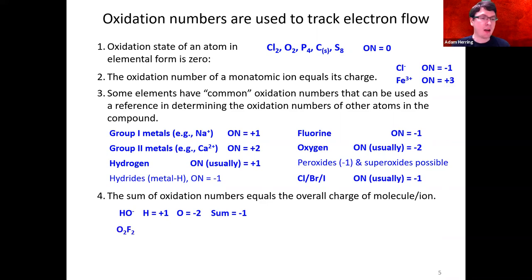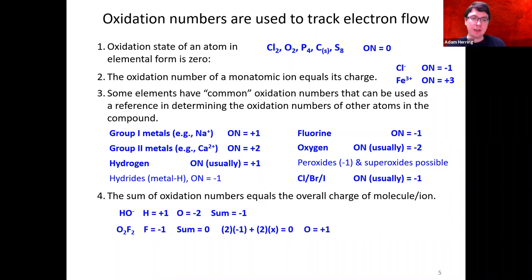For dioxygen difluoride, fluorine always has an oxidation state of -1. The sum of the oxidation states is 0. Since there are 2 fluorines, they contribute two negative oxidation numbers, and so they have to be balanced out by the oxygen. In this case, when you solve for the oxidation state of the oxygen, it must be +1, which is not very typical.